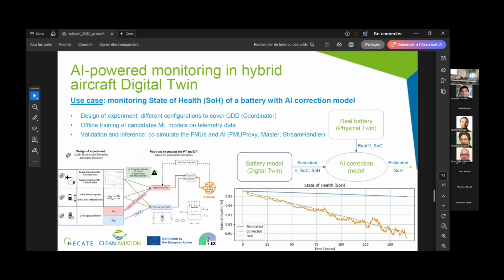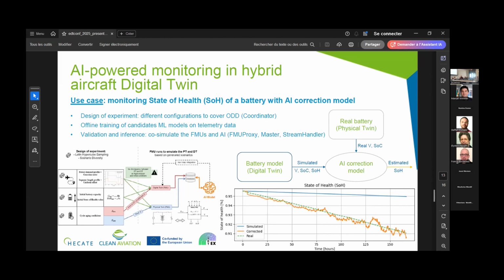So once you have the design of experiment, you need to train different machine learning candidates from possibly different frameworks with different approaches to solve the problem. And we do this offline on telemetry data that were saved from a run of this digital twin without correction. And then we plug the model wrapped in this FMU proxy back into the digital twin.